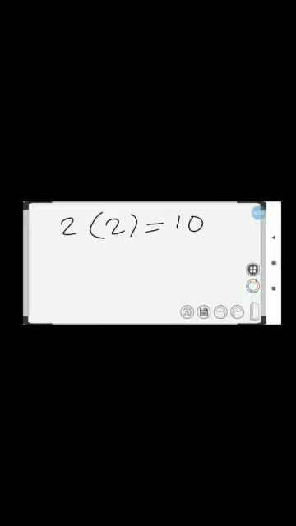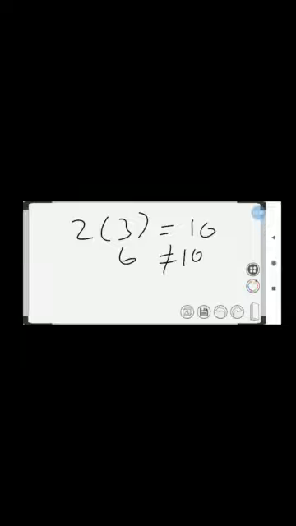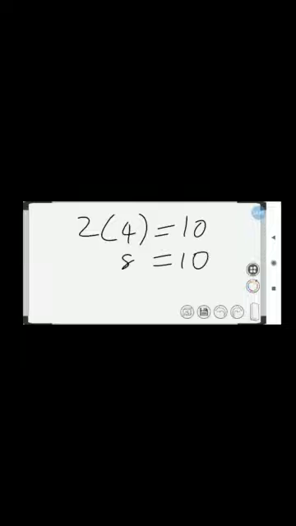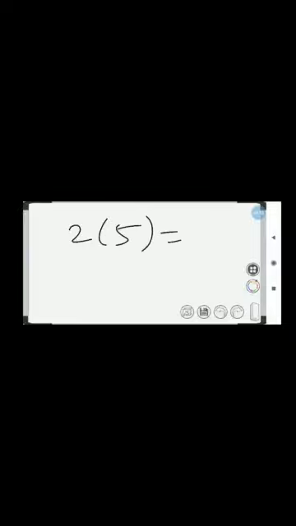Instead of n in the 2n pattern, you have to put 1, 2, 3, 4 and check whether it is equal or not. 2 into 2 is 4, so 4 is not equal to 10. Next, 2 into 3 is 6, not equal to 10. Next, 2 into 4 is 8, not equal to 10. Next, 2 into 5 means 10, which is equal to 10. Yes, it is equal, right?